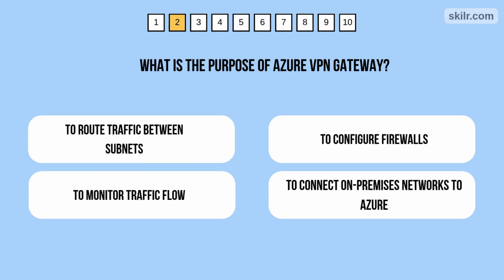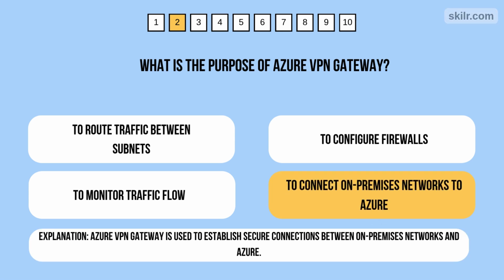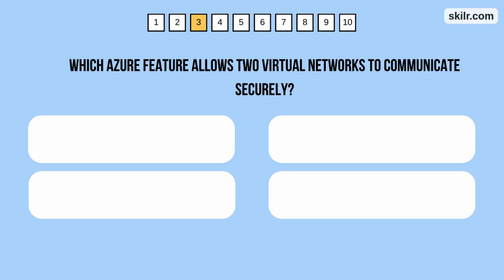Question 2. What is the purpose of Azure VPN Gateway? The answer is to connect on-premises networks to Azure, as Azure VPN Gateway is used to establish secure connections between on-premises networks and Azure.